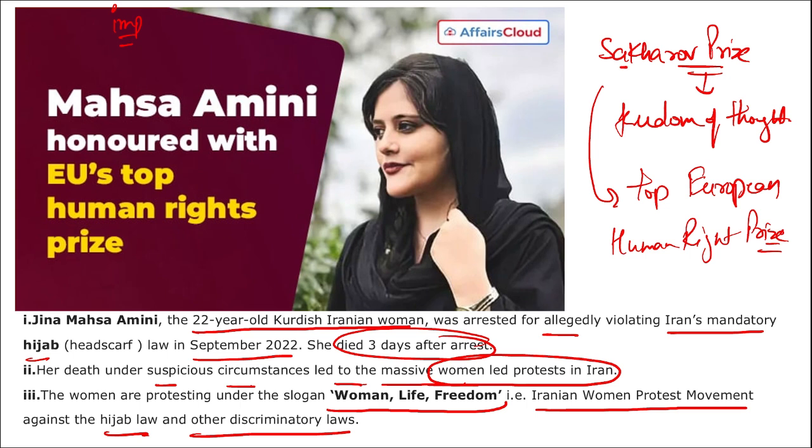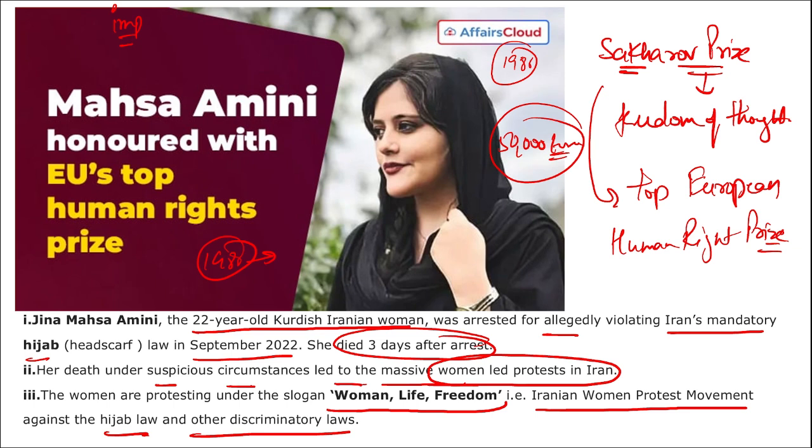Then if we talk about this Sakharov Prize, it was established in 1988 by the European Parliament, and it honors individuals and groups who are defending human rights. Correct? This award also carries a prize of 50,000 euros. Correct? Mark this. And for the first time, this award was presented in 1988 to whom? To South African Nelson Mandela.